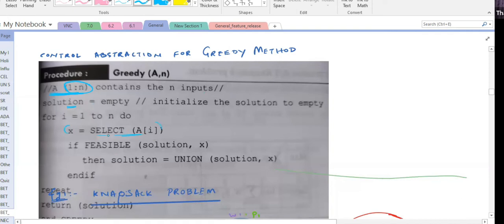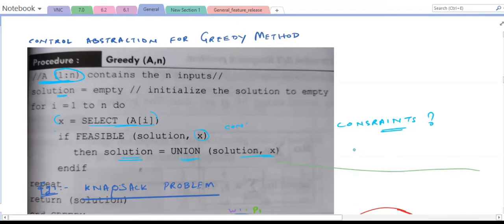Now, if you're selecting one item and you're checking, is it a feasible solution? Means what? Whatever I have chosen, is it satisfying all the constraints? If it is satisfying, then you add to the final solution. Then the solution is union of these two. That means what? At step 1, my solution is empty.